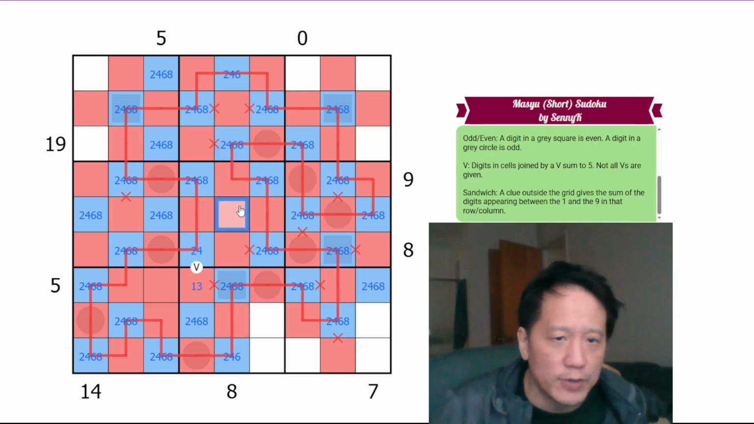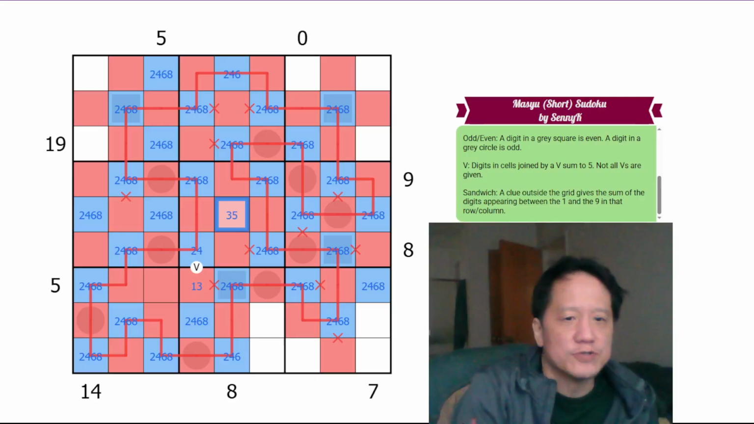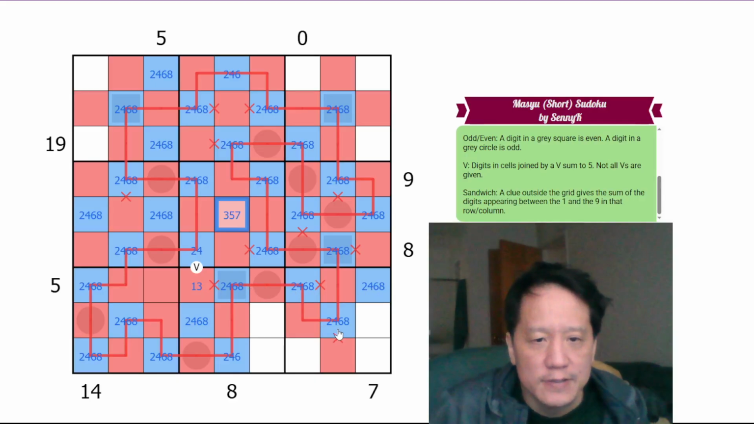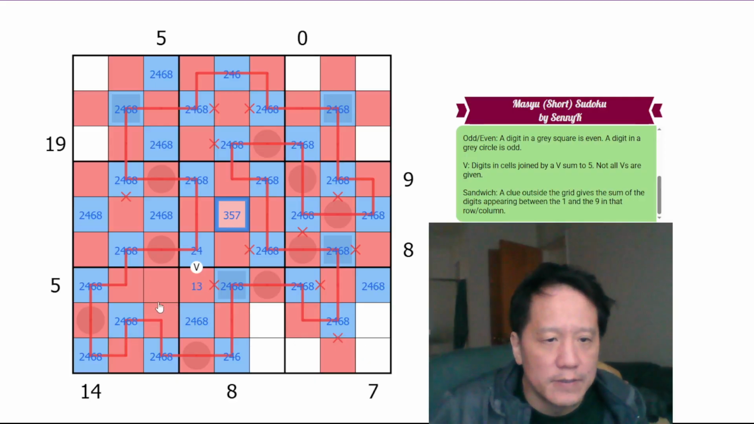So this can never be 1 and 9. It's 3, 5, or 7. That's not helpful. Okay. 5. Again, you have either this is 5 and this is 1, 9, or this is 1, 9 and this is 2, 3. That's the only ways you get 5.